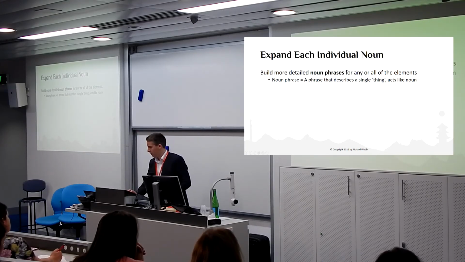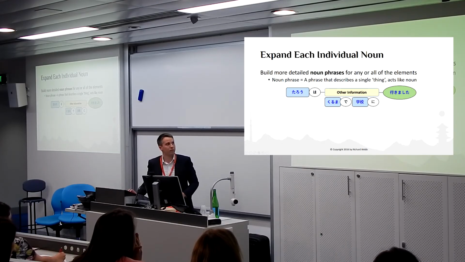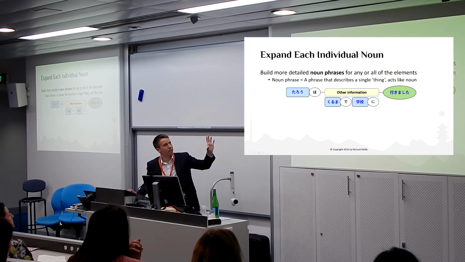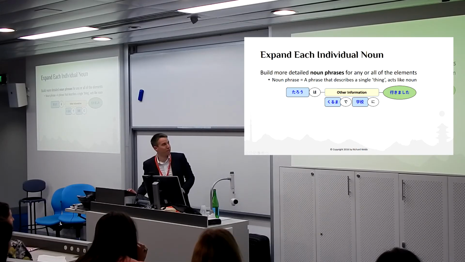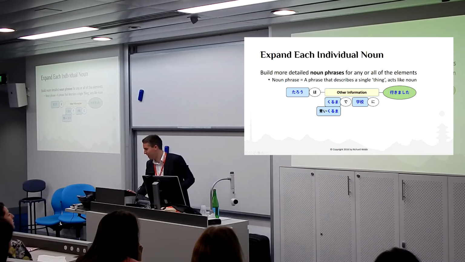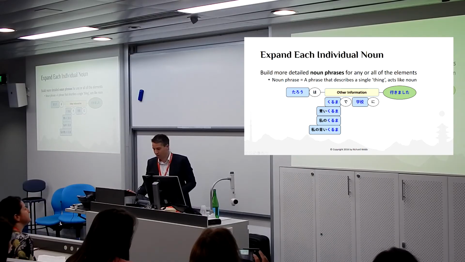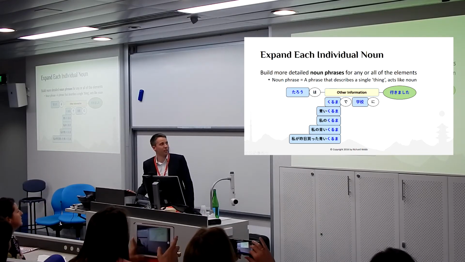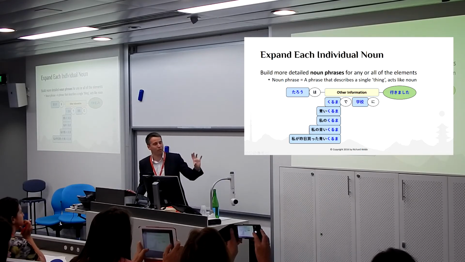So if we take a simple sentence like 太郎は車で学校に行きました. We can expand any of the blue parts. I'm not going to expand on Taro because I think that's enough information about him. But we can take kuruma, oh, sorry, 太郎は. We can say 太郎は私の車で学校に行きました。太郎は私の青い車で学校に行きました。Or we can say 太郎は私が昨日買った青い車で学校に行きました。And so we're just adding more information to this noun.